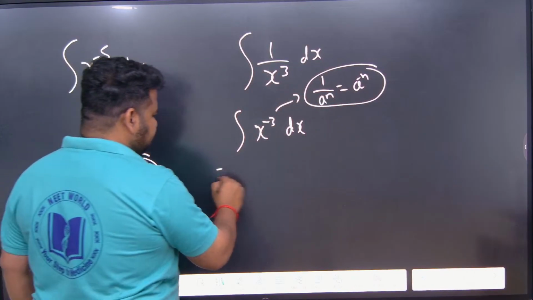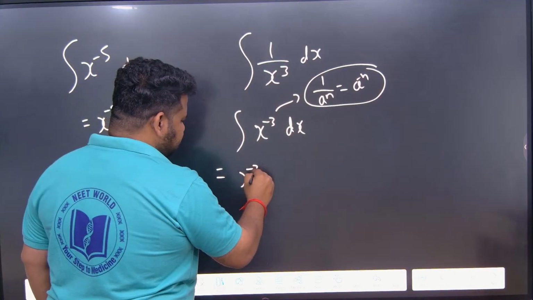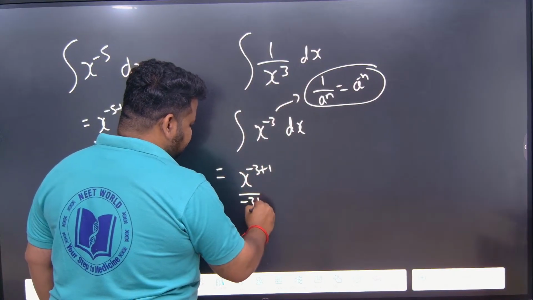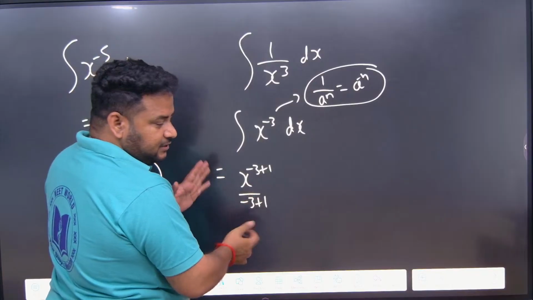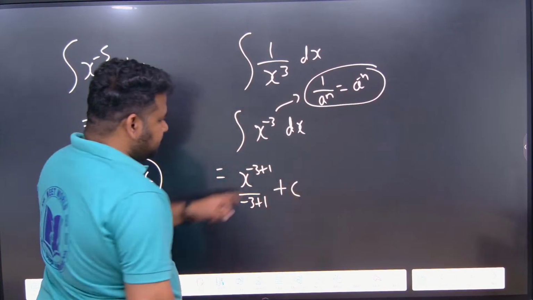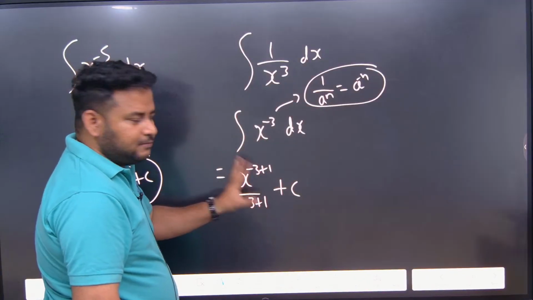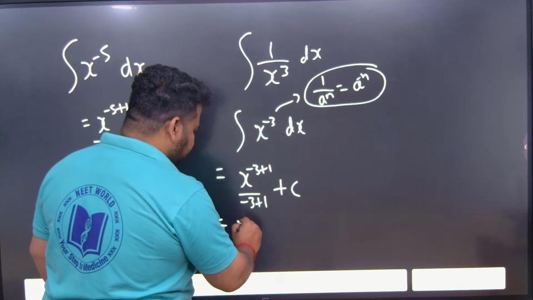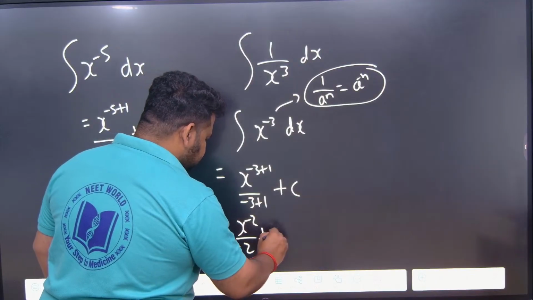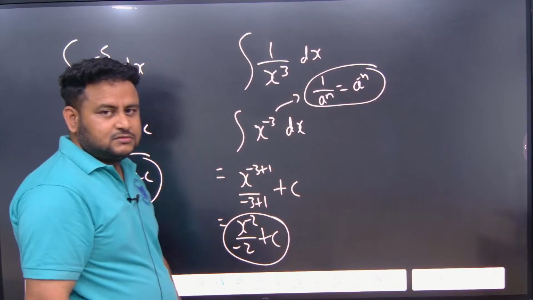So, if I apply the integration formula here, it will become x to the power of minus 3 plus 1 by minus 3 plus 1. Once the integration process is done, directly you should write plus c. Here you should not write plus c, so this is still not yet integrated. In the last step only you should write plus c. So, this will become x to the power of minus 2 by minus 2 plus c. This is the final answer, friends.